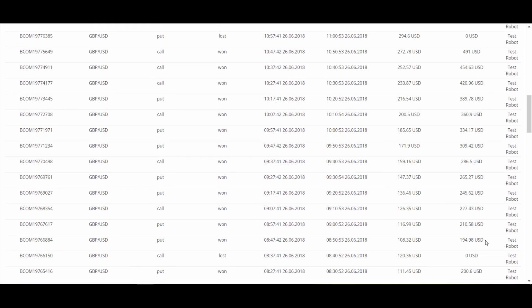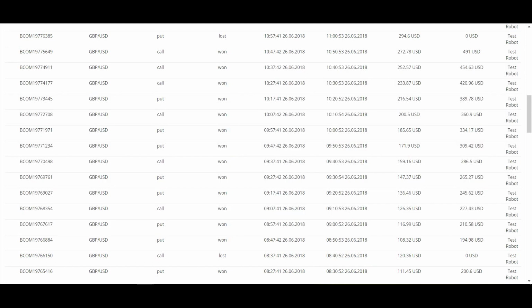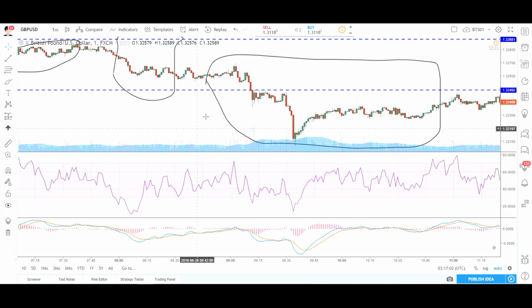So this is the 13 winning streak of this zone here. You can see 847 until 1050 on GBP/USD. 847 is about here. 847, 1050. I've got a 13 winning streak from this region.